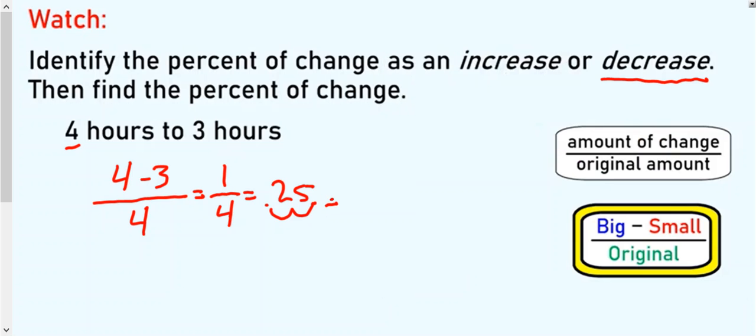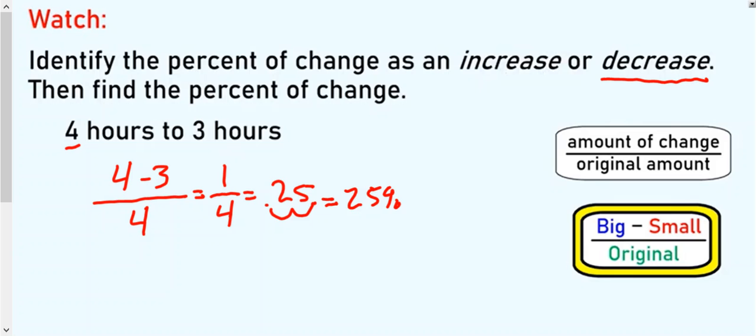So this is going to be 25%. Okay, and then we got to ask or remind ourselves, did our original number get bigger or smaller? And so the answer to our question here would be that we had a 25% decrease. So the original number decreased by 25%.